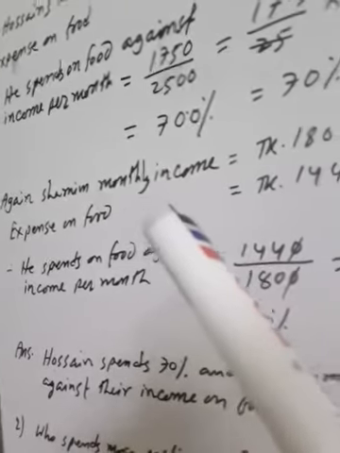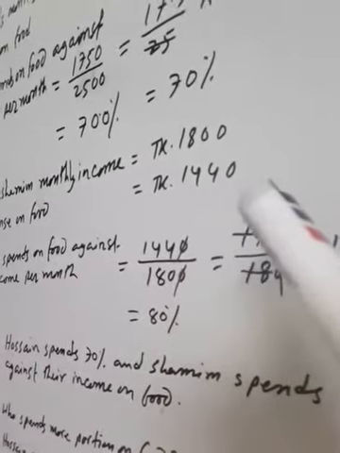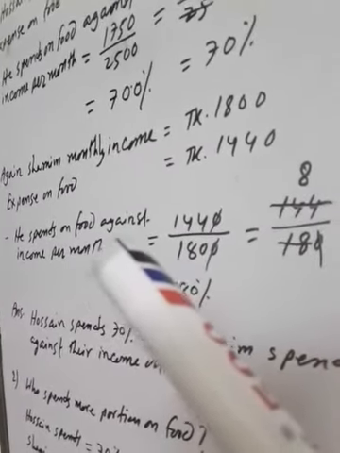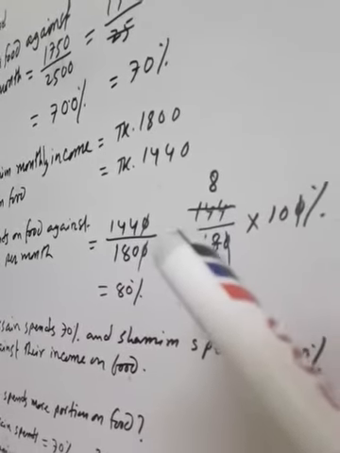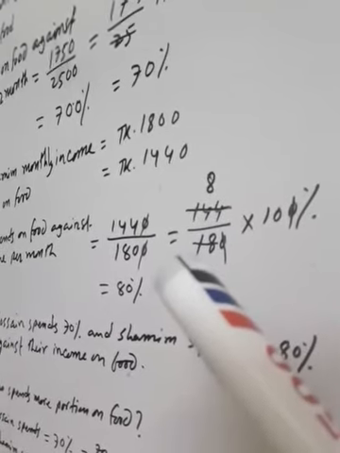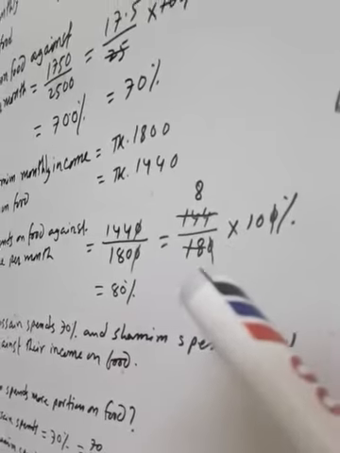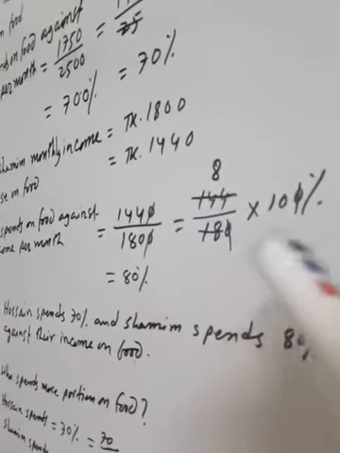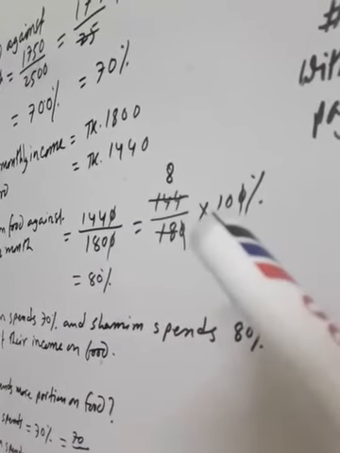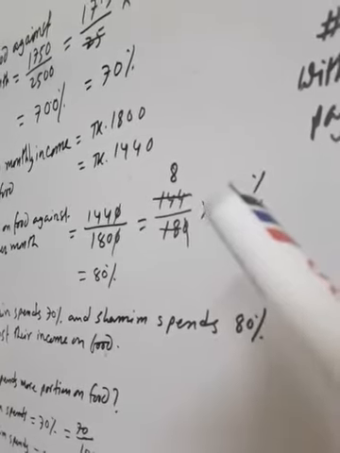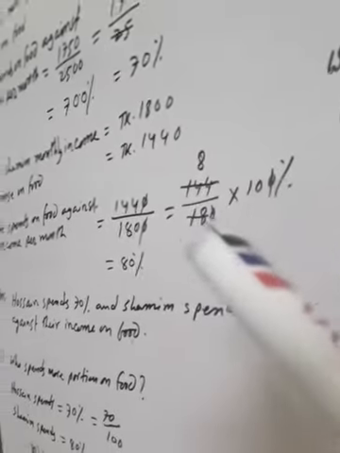Again, Shamim's monthly income is 1800, expense on food 1440. He spends 1440 on food against a monthly income of 1800. This 0 and this 0 cut, then 144 by 180. To use the percentage sign, you have to multiply by 100. Then this 0 and this 0 cut, 144 divided by 18 equals 8. 8 multiplied by 10, 80%.